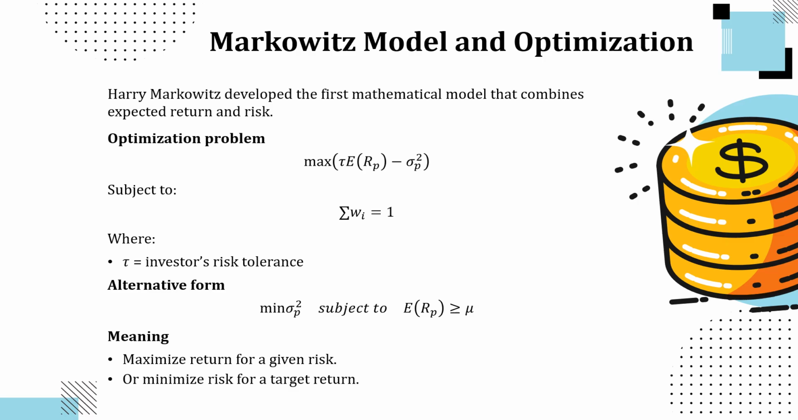Markowitz model and optimization. The Markowitz model is the first formal framework that combines expected return and risk. It helps investors identify the optimal portfolio by maximizing return and minimizing risk. Depending on the risk preference, an investor can either maximize return for a given level of risk or minimize risk for a desired level of return.